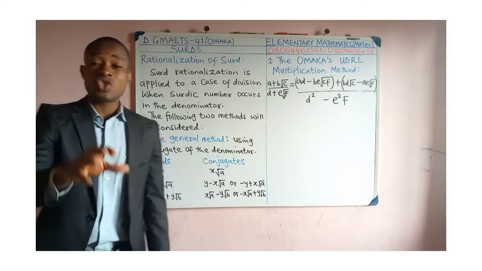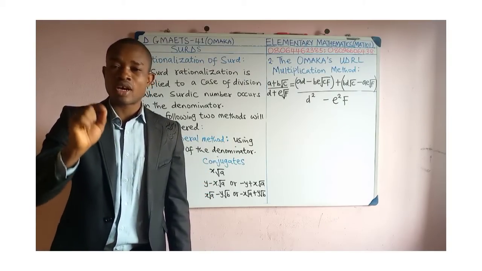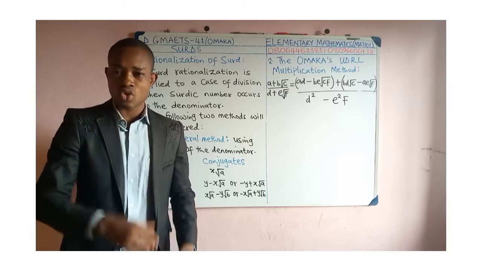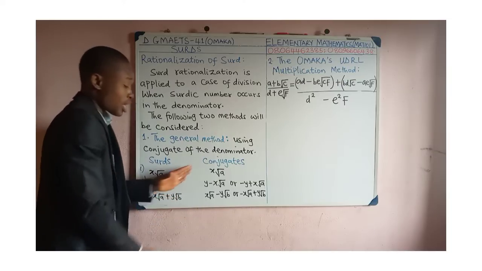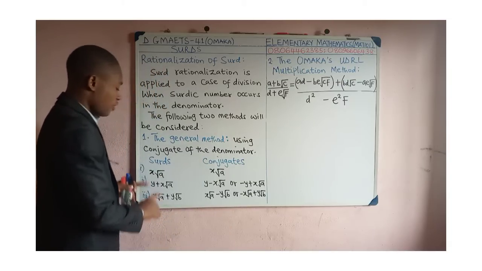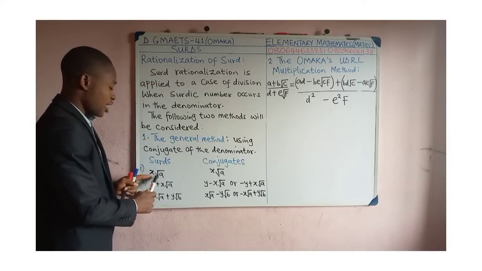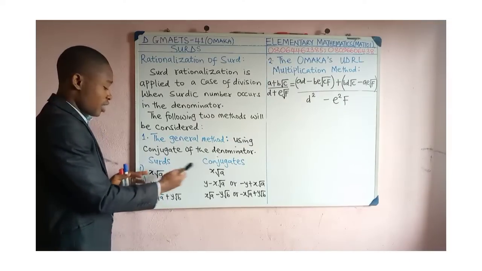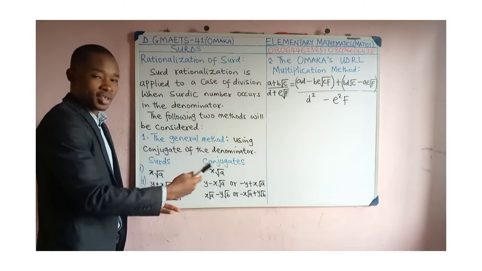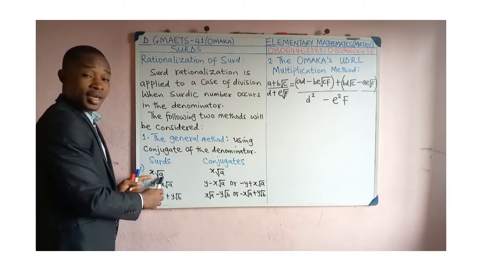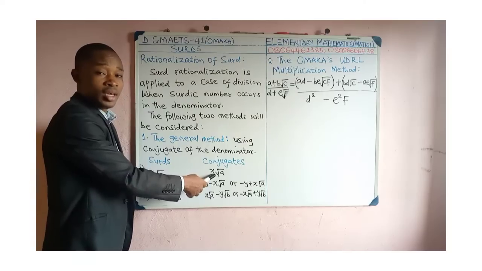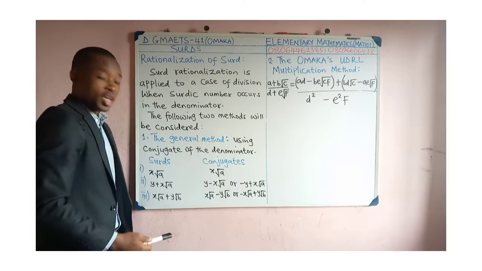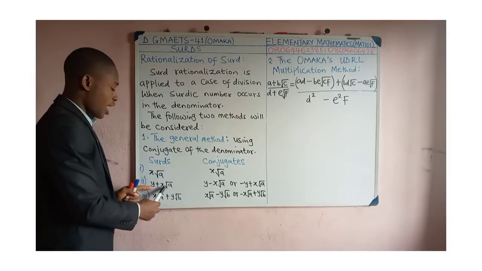For you to apply this general method, you must know the conjugate of any denominator given to you. And that's why I've tried to bring out certain possible denominators and their conjugates. The first one we have is x root a. Remember, this x and a here, they are numbers. So x root a, its conjugate happens to be the same x root a. That's the simplest form.